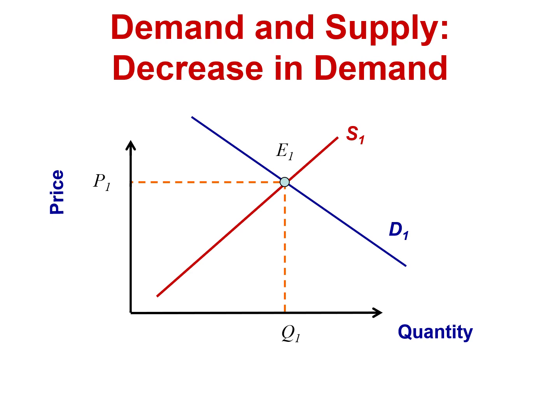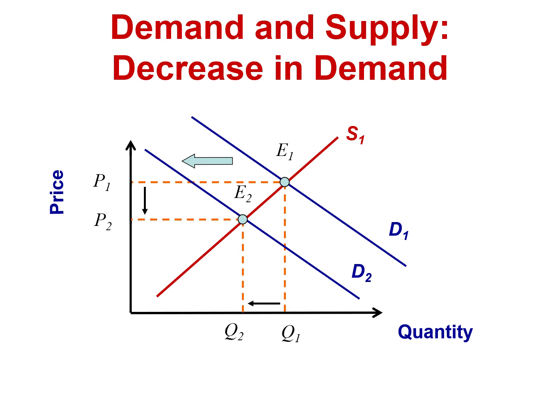And what happens? In this case, some factor, one of the 5 non-price determinants, affects the market such that demand decreases. When there's a decrease in demand, demand shifts to the left. Equilibrium is no longer at E1, it's at E2. At the new equilibrium, price has dropped and quantity has decreased as well.